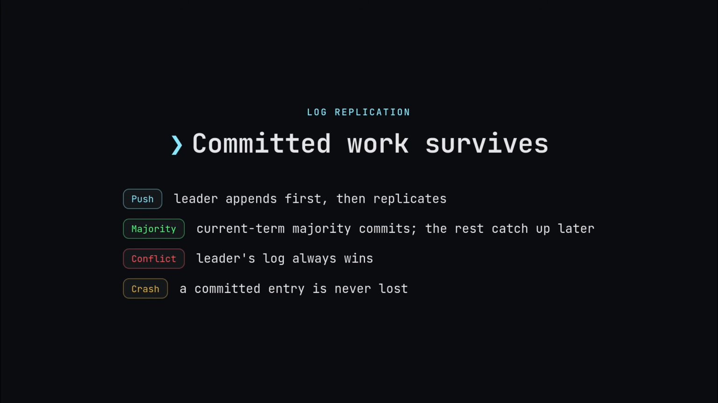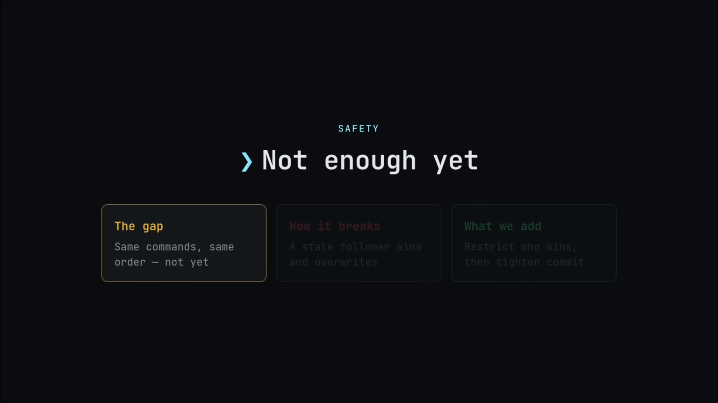So, with this we wrap up the log replication part and we will move on to safety. We have election and we have replication, but those two pieces are not quite enough on their own. They do not yet guarantee that every state machine runs exactly the same commands in the same order. Here is the kind of failure that is still possible.